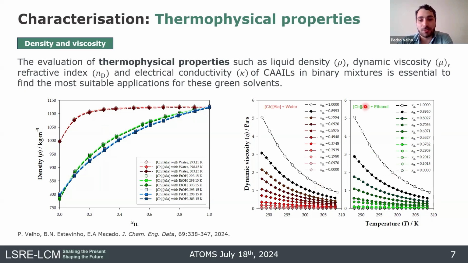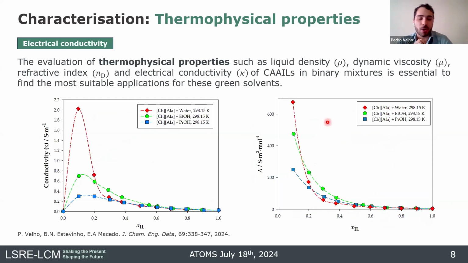On the other hand, you can see here the dynamic viscosities of choline alaninate with water and choline alaninate with ethanol. And as you can see here, as we were expecting, with temperature, viscosity decreases a lot. And with an increase in the ionic liquid mole fraction, we see an exponential increase in the viscosity of the mixture. With ethanol, we actually found out that the viscosities were not that different. Obviously, they were a bit lower, but they were very close to the ones obtained with water.